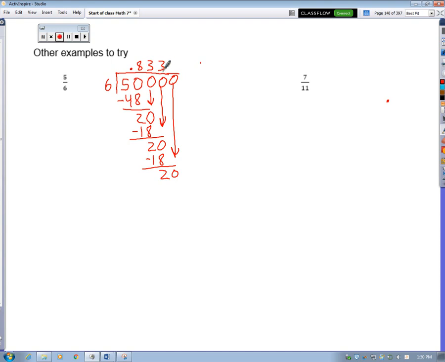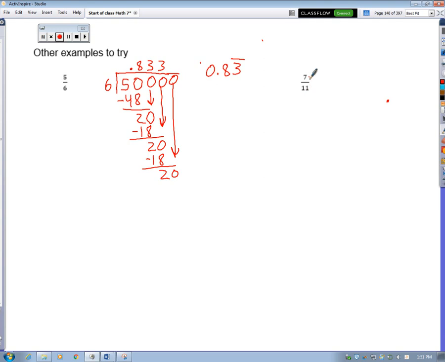Once we find that pattern, we stop, and our answer is 0.83. And watch where I put the repeating bar on this one. The repeating bar is just going to go over the 3, because the 8 doesn't repeat. The 8 is just there one time. It's the 3 that's repeating. So you got to make sure you just put it on the 3 to show that the 3 is going to be repeating.